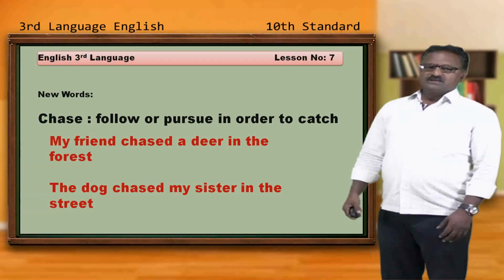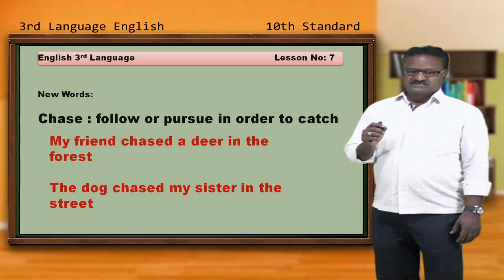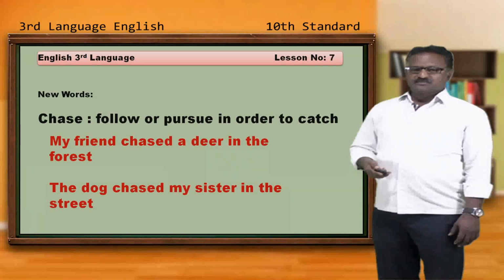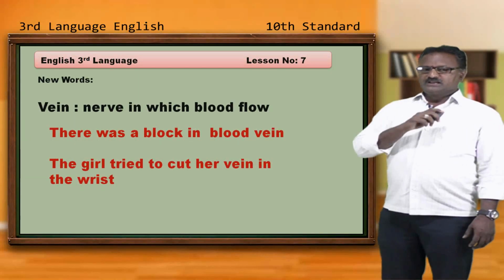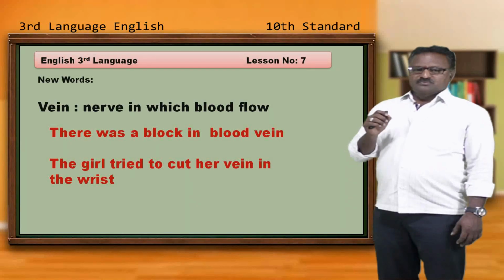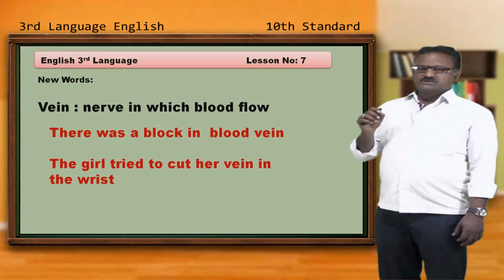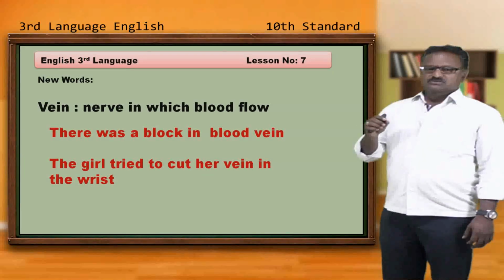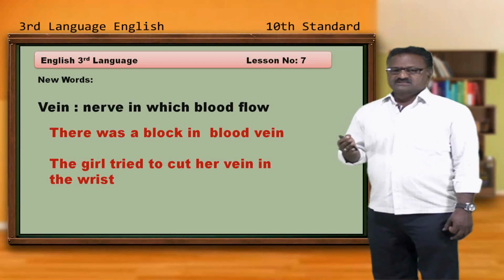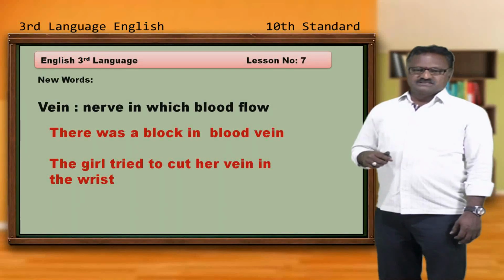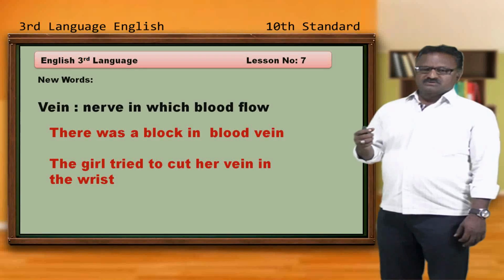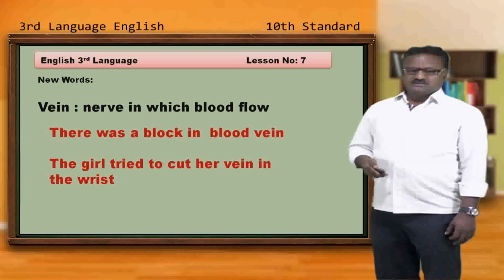This is the first word. Now, based on these two sentences, you prepare one more example or one more sentence using the word chase with the same meaning. Second one is here, vein. So vein means here nerve in which blood flows. We call it blood vein. See the sentences here. There was a block in the blood vein. So this block causes heart attacks among the people. Second sentence is here. The girl tried to cut her vein in wrist. So she tried to make one attempt to cut her vein in her wrist.